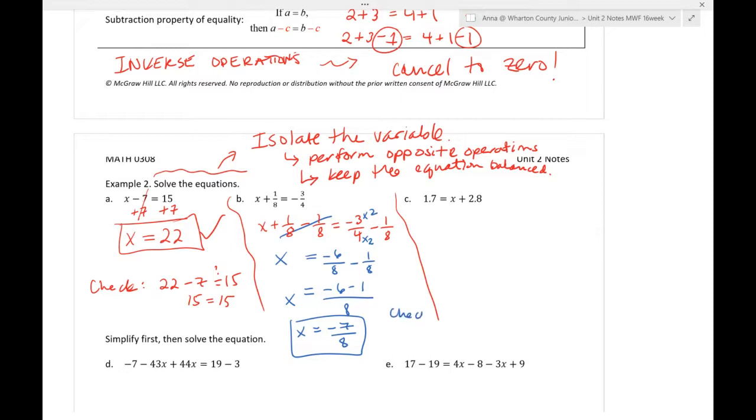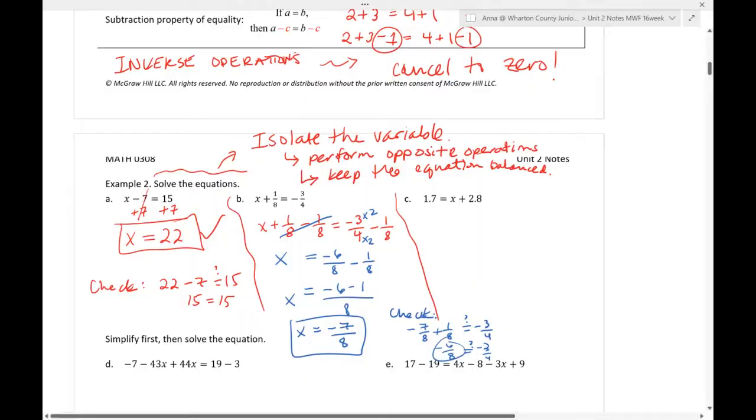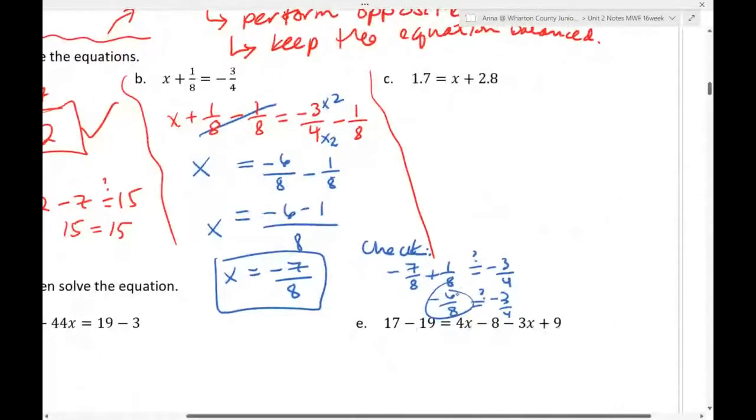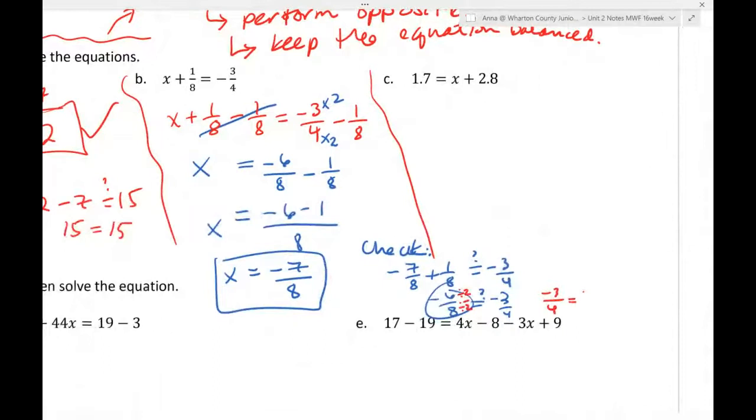Okay, we can check this by doing negative 7/8 plus 1/8. Is that equal to negative 3/4? Well, that would give me negative 6/8. Is that equal to negative 3/4? Well, this simplifies down to negative 3/4 because I could divide both the numerator and denominator by a fancy one that's 2 over 2. So we get negative 3/4 equals negative 3/4. And so my solution, x equals negative 7/8, is correct.